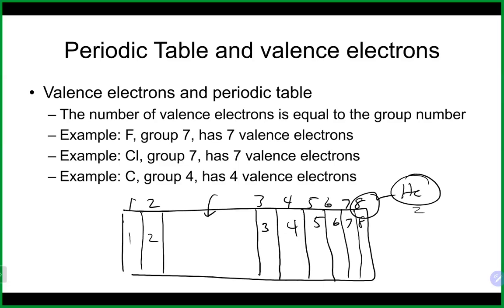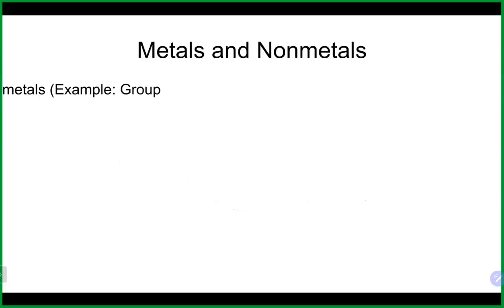So we see fluorine is group 7, has 7 valence electrons. Chlorine is group 7, has 7. And carbon is group 4, which has 4. So much, much easier way of figuring out valence electrons.